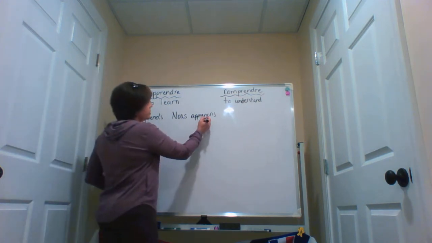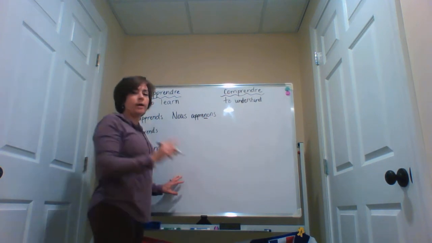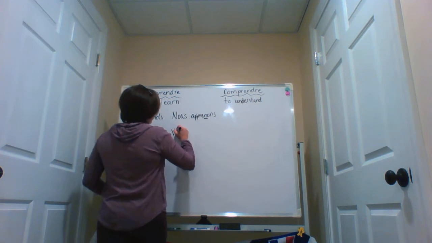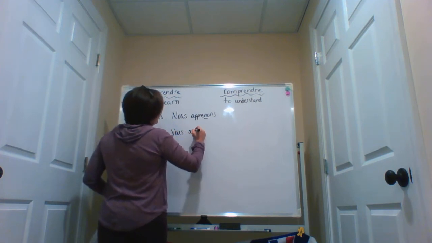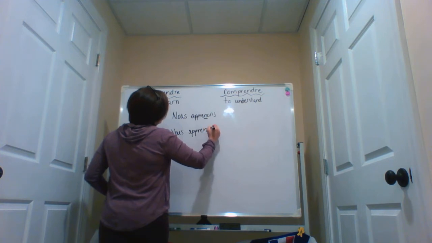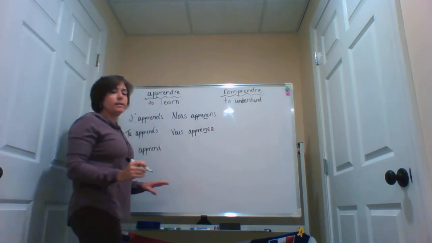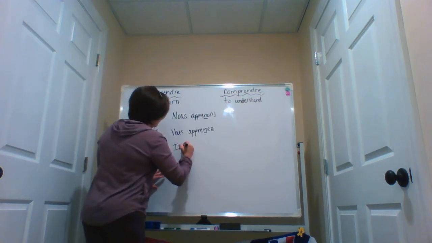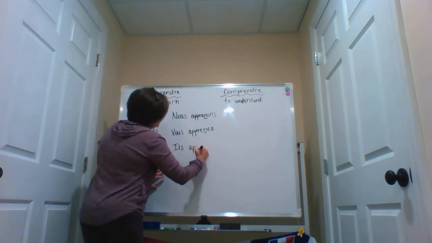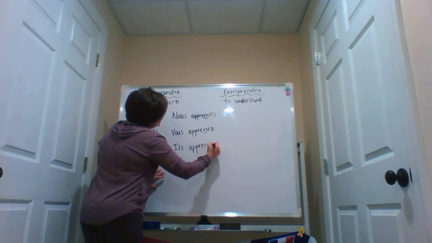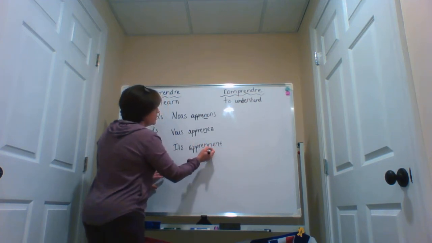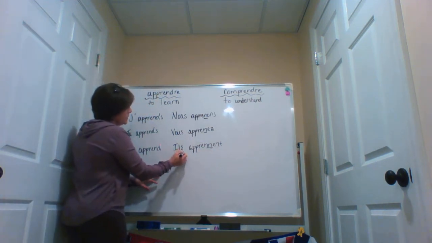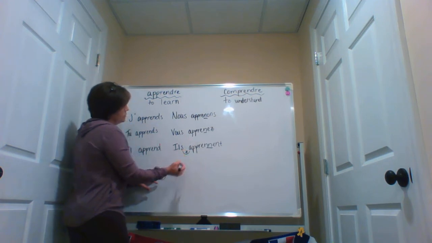A-P-P-R-E-N-O-N-S. And just like I asked you before, I'm going to tell you to underline that one N in the nous form. Vous apprenez. Same thing, underline that one N so it sticks with you. And then finally, ils apprennent. And you do need to make liaison here, guys. Two N's, underline it. This S and this A makes a Z sound.